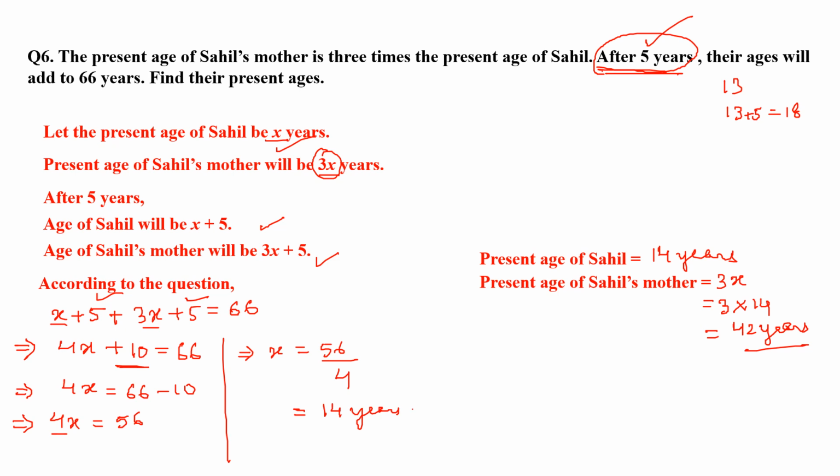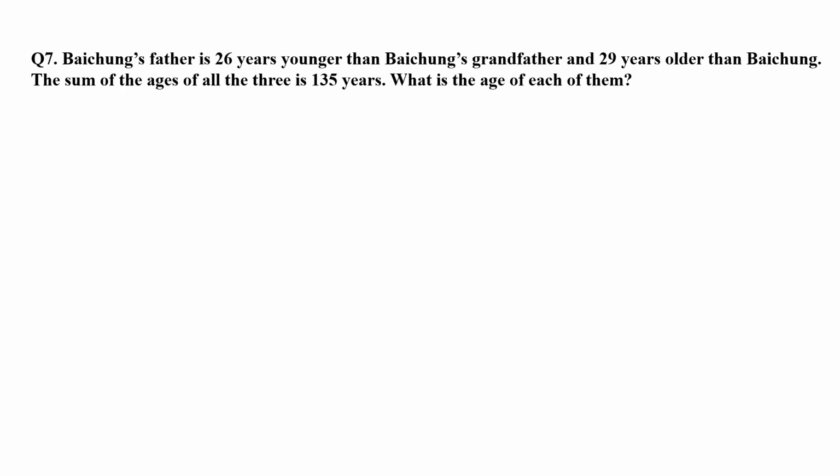Now moving to question number 7. Question number 7. Bachung's father is 26 years younger than Bachung's grandfather and 29 years older than Bachung. Now, in this first statement, a relation is given about Bachung's father. So it is given that Bachung's father is 26 years younger than Bachung's grandfather. So whatever will be the age of grandfather, Bachung's father is 26 years less because it is given he is younger. Obviously father will be younger than grandfather.